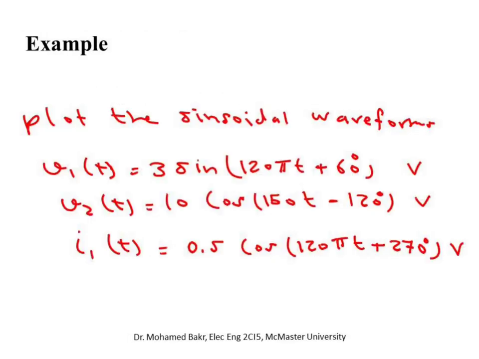Let's take a look at some examples of sinusoidal signals. The first one is 3 sine(120 pi t plus 60 degrees). The other one is 10 cosine(150 t minus 120 degrees). And the third one is 0.5 cosine(120 pi t plus 270 degrees).